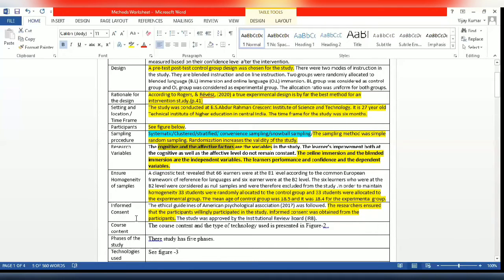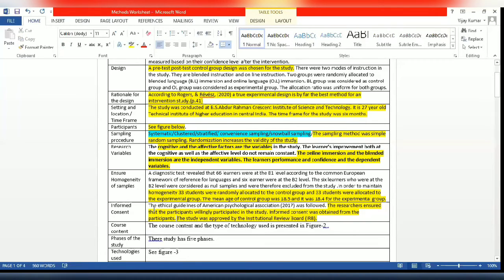And then you need to very clearly and elaborately mention whether you have got informed consent from the participants, and the research ethics. Was your study approved by your institutional review board? So you have to mention all those details if your study is an empirical study.